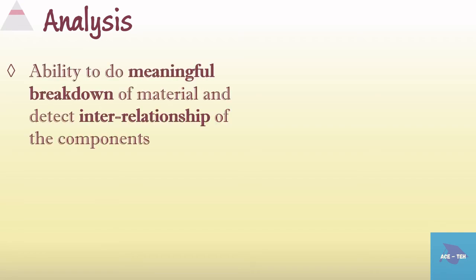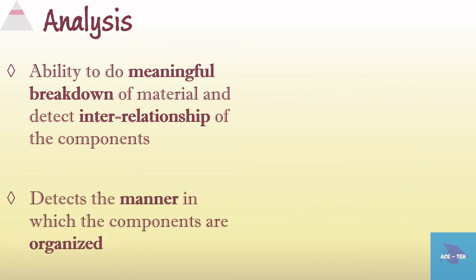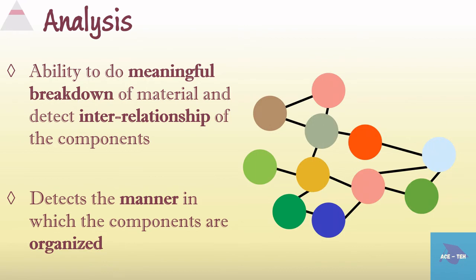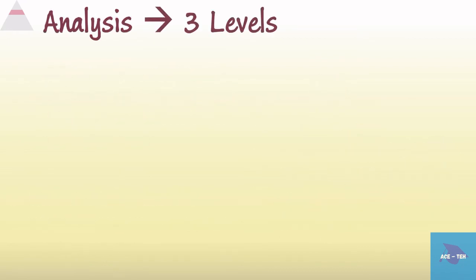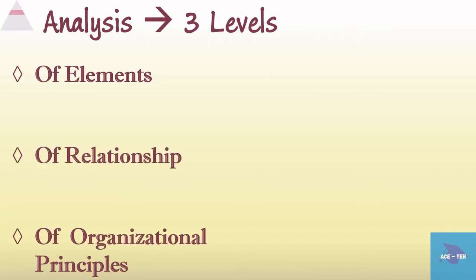Analysis. At this level, the individual has the ability to do a meaningful breakdown of material into its components and detect interrelationship of the components. The learner detects the manner in which the components are organized. There are three levels of analysis happening here: analysis of elements, analysis of relationships, and analysis of organizational principles.